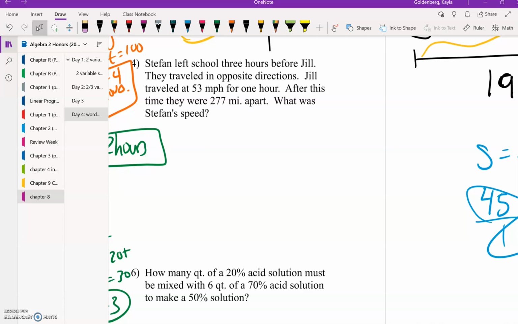So Stefan left school. I'm going to put school here. They travel in opposite directions. Jill traveled 53 miles per hour for 1 hour. So if she went for 1 hour at that speed, that means she went 53 miles.